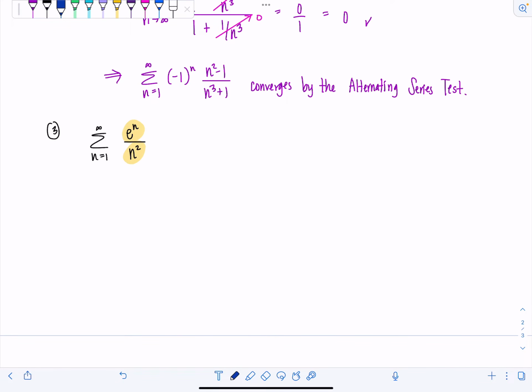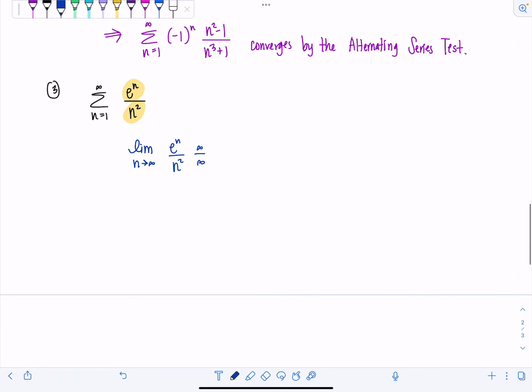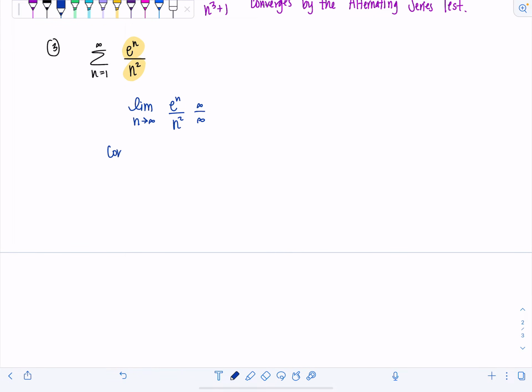And this might not be the easiest limit to take, e to the n over n squared, because you have infinity over infinity. So we can't do L'Hopital's rule the way it's written right now. We can say, consider a function of the form e to the x over x squared. And then if you want the limit as x goes to infinity of e to the x over x squared, now we can use L'Hopital's rule.